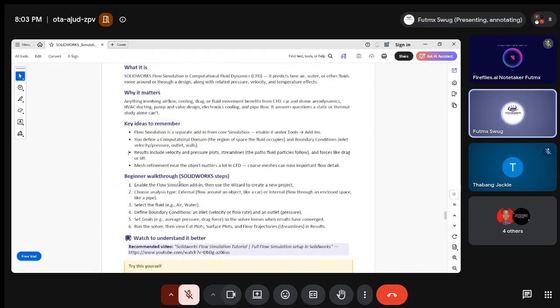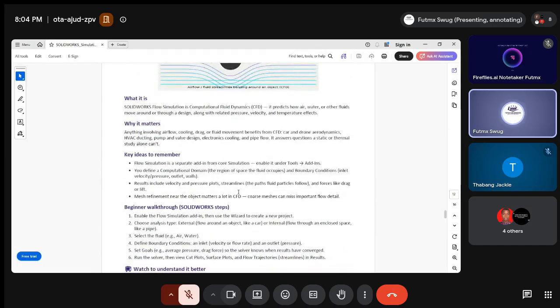So mesh refinement near the object matters a lot in CFD. For me, I don't do much CFD because my work doesn't demand CFD. But someone that does more CFD would know the mesh requirements that he needs. You understand? Like your instructor talked about that.